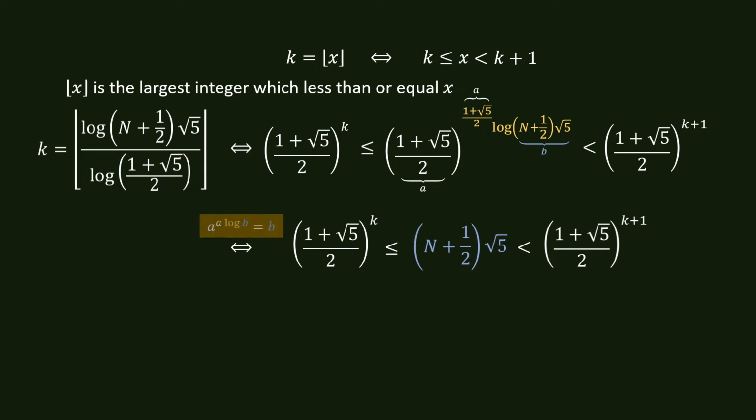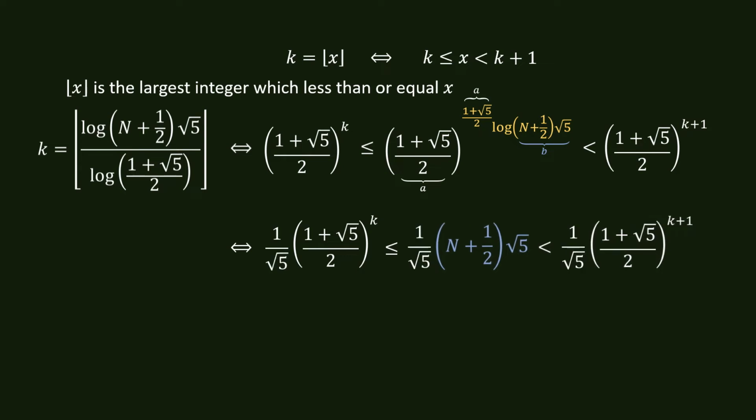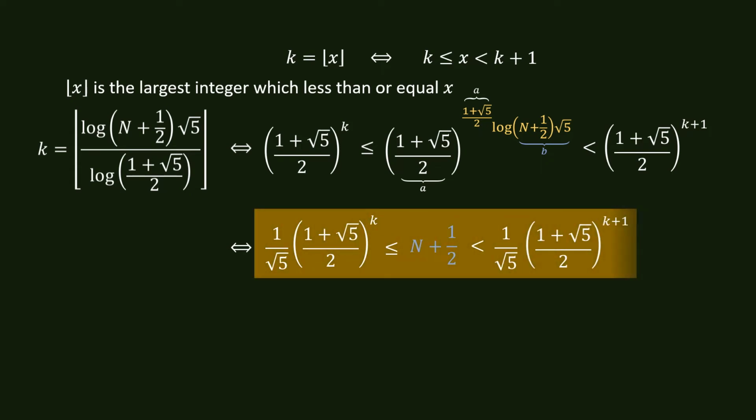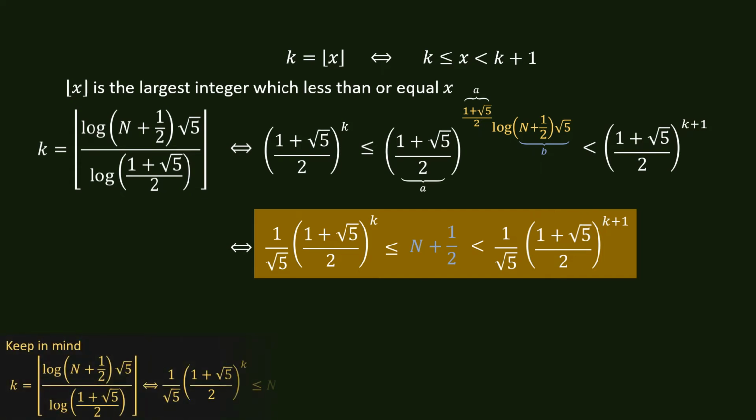Multiplying by 1 over square root of 5 and canceling out the square root of 5 in the middle, we have this inequality. So, if we want to prove the problem, we just need to prove this last inequality. Let's keep our purpose in mind, and we start by proving the first part of the last inequality.